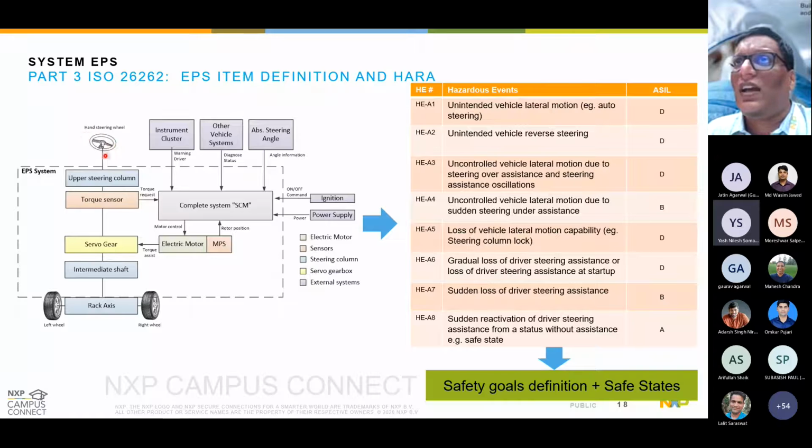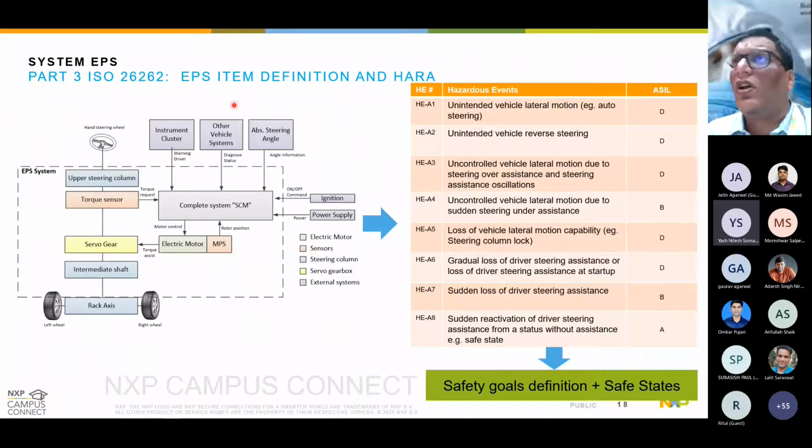As I said, you have the steering wheel, then you have the steering column, and then you have a torque sensor which detects the direction in which the steering wheel is rotating. You have the ECU here, which is commanding a motor to turn the gear of the wheels of the car. So that's the system. There's also communication done with other vehicle systems, and there's a power supply and ignition coming. So this is the system that you see.